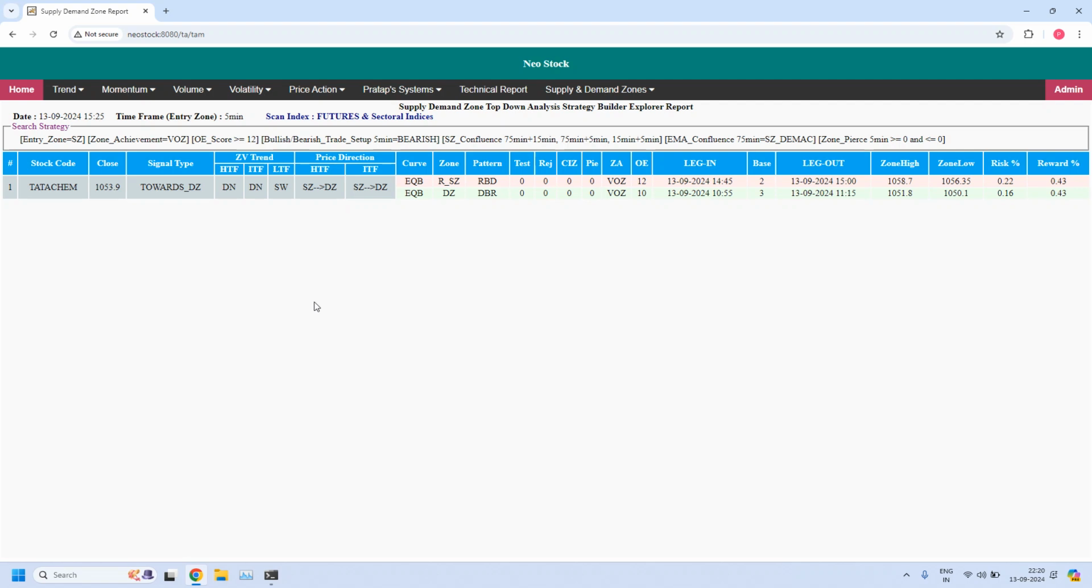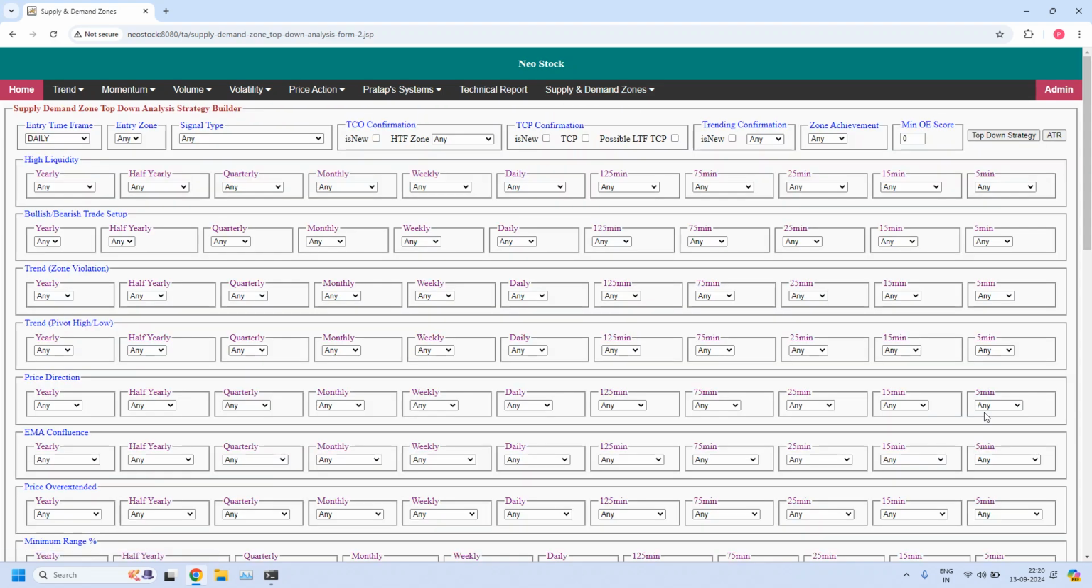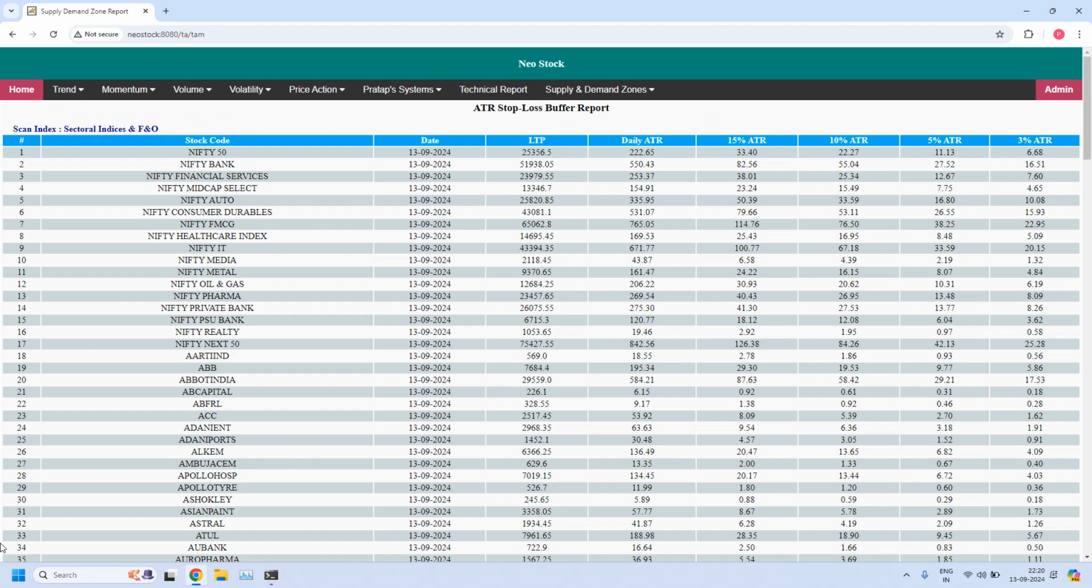So this is an hourly income trade, bearish trade setup. With this we have completed all the income trades. Now in the final report, let us generate stop buffers based on daily ATR. The first 17 in this list are indices, which include all sectorial indices. All the remaining are equity stocks, but the list is taken from the F&O list. But they are all equity stocks.